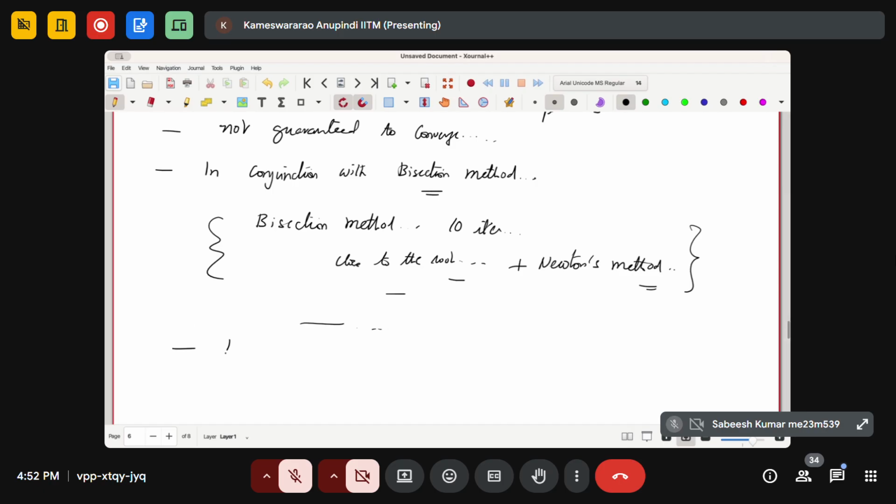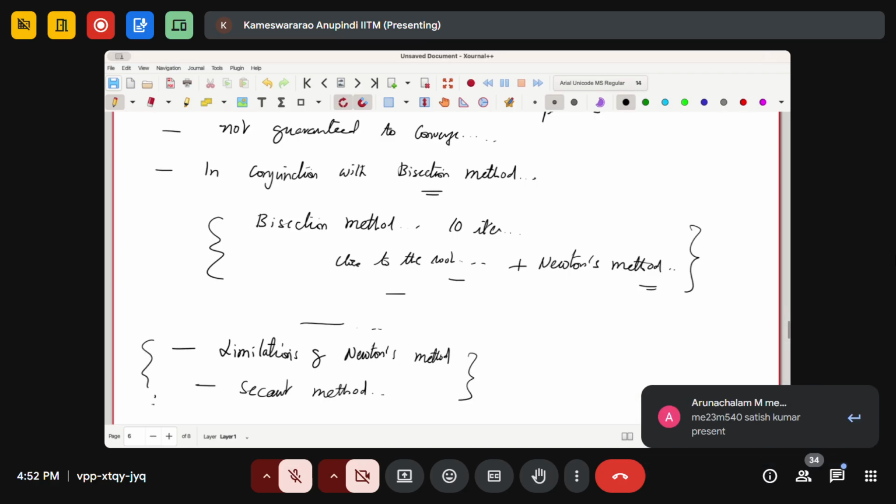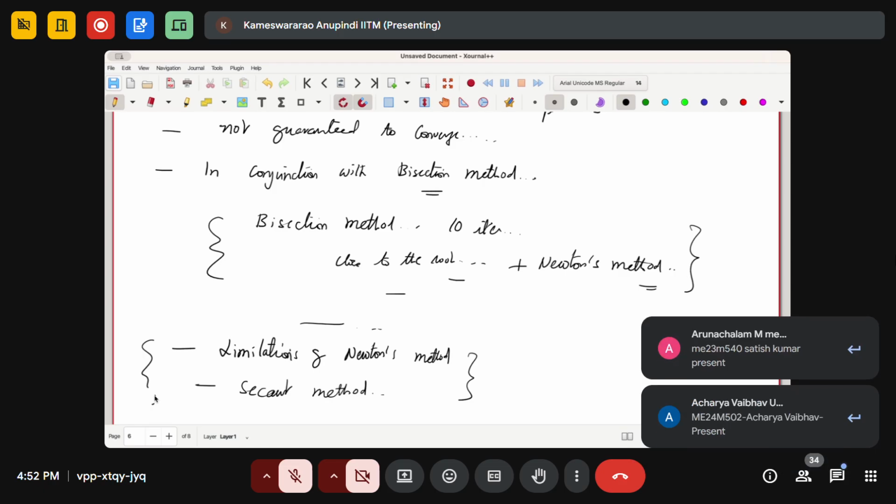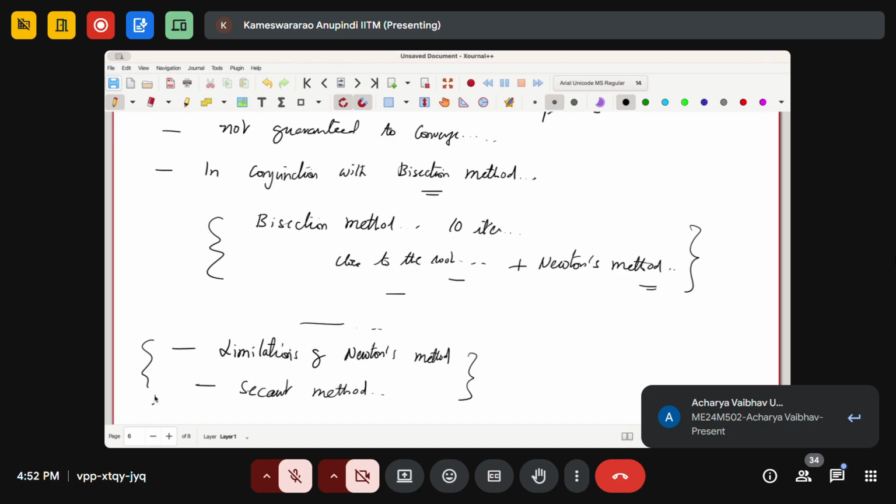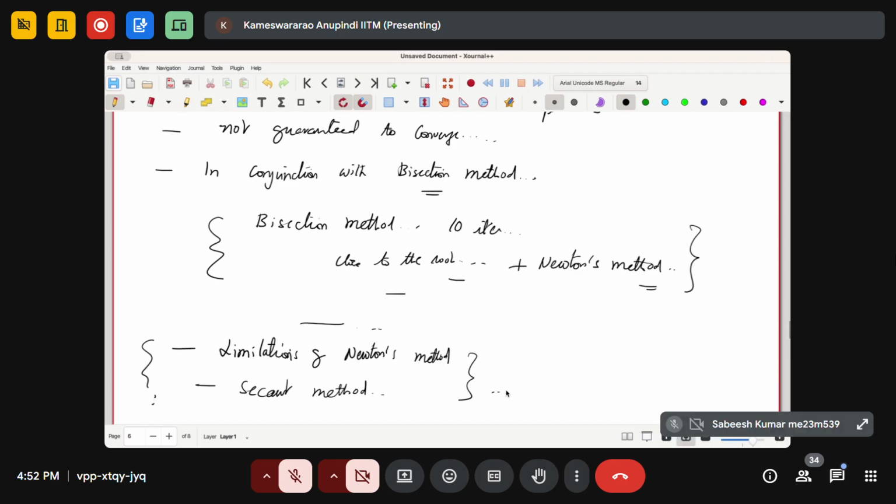Okay, so let us look at limitations of Newton's method, and then another method that is known as the secant method in tomorrow's lecture. Okay, so once we do that, then we finish solution to nonlinear algebraic equations. Then we have to go for solution to system of nonlinear algebraic equations. Okay, fine. So with that, I'm going to stop here.